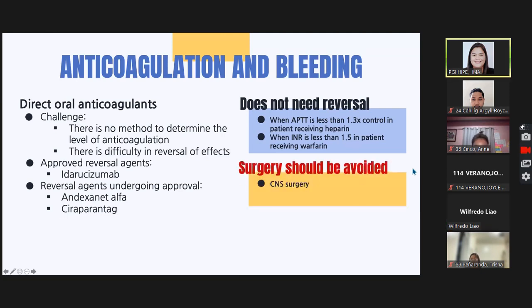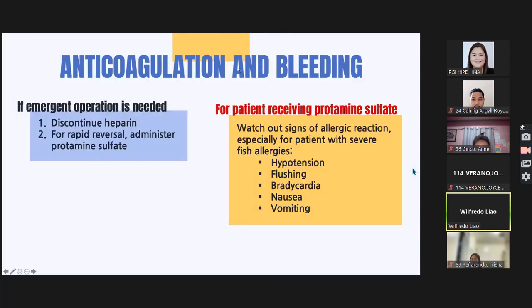Surgery should be avoided in CNS surgeries. The drug should be stopped first. If emergent operation is needed, discontinue heparin. For rapid reversal, administer protamine sulfate, which is your antidote for heparin. For patients receiving protamine sulfate, watch out for signs of allergic reaction, especially for patients with severe fish allergies. Watch out for hypotension, flushing, bradycardia, nausea, and vomiting.